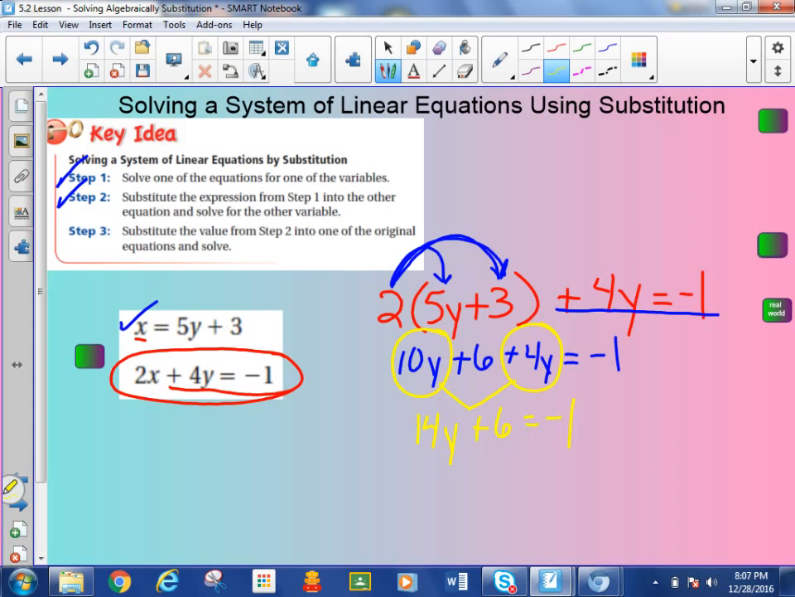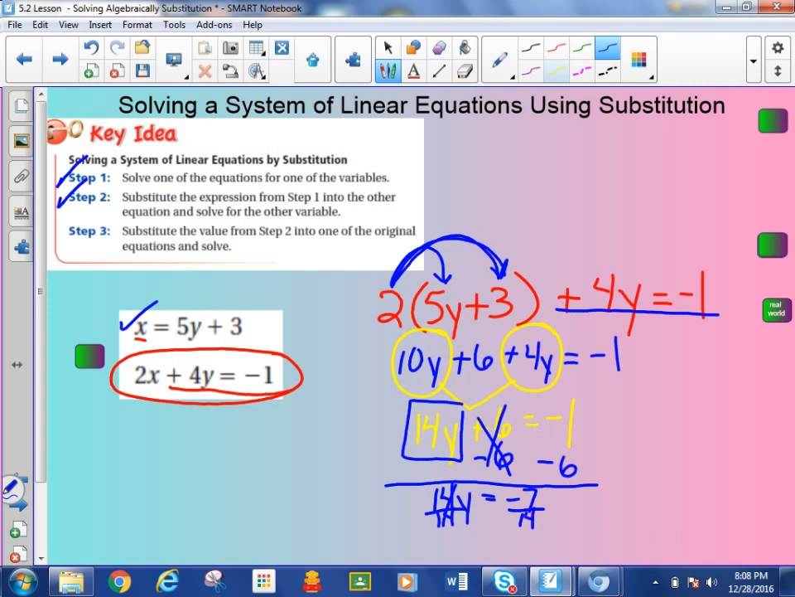Okay, so now we want to work to get that y by itself. So that has to stay, so we have to get rid of anything else. So we're going to get rid of this positive 6 by doing a negative 6, minus 6. I now have 14y equals negative 1 minus 6 gives me a negative 7. Okay, so now to get y by itself, we'll divide by 14. Divide by 14. I get y equals negative 7 over 14, or y equals negative 1/2.